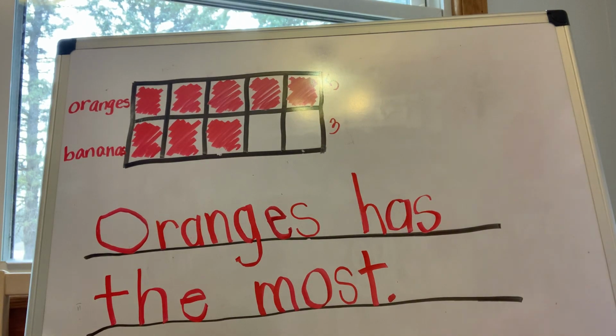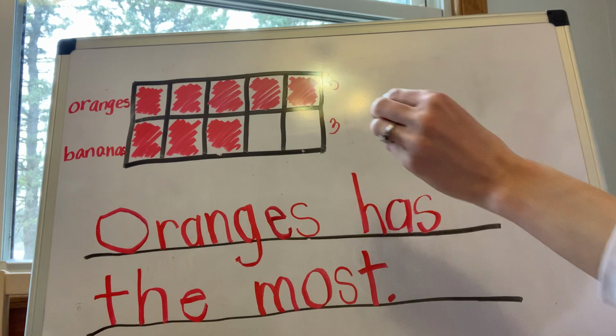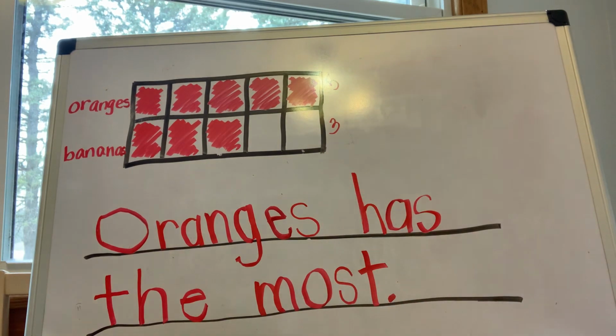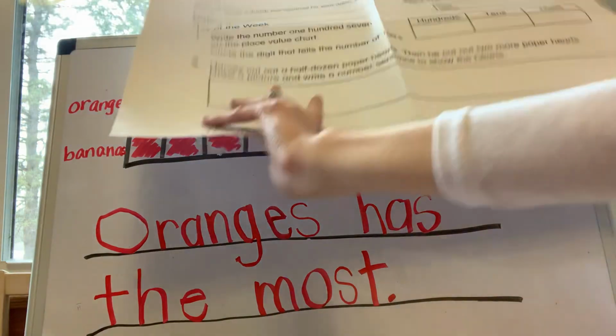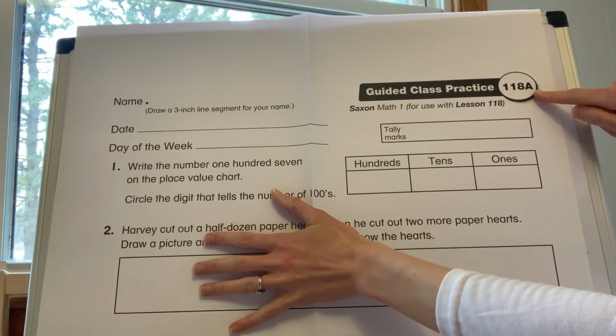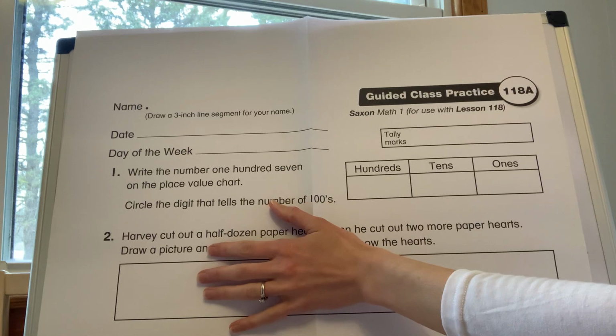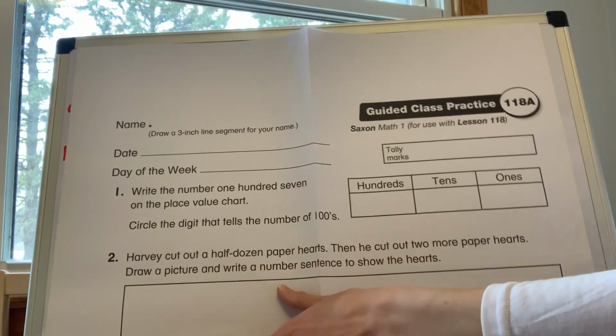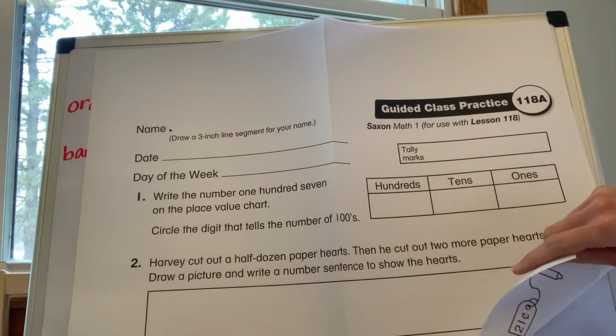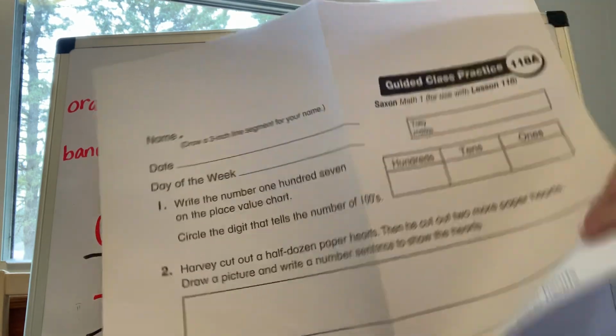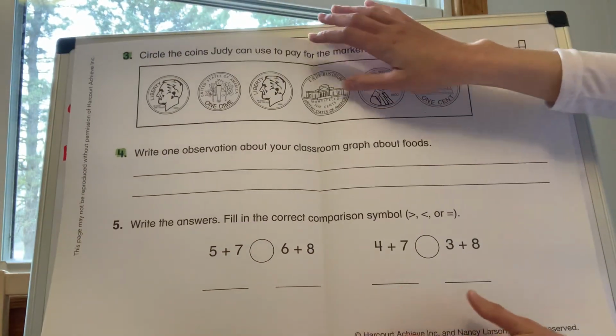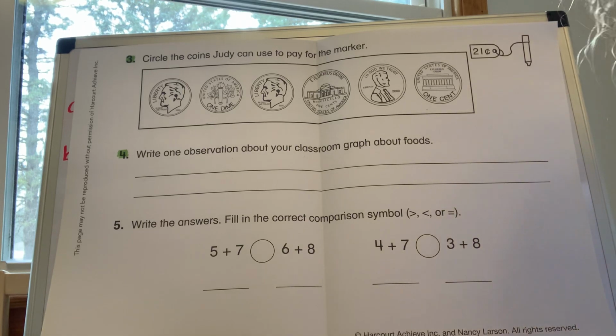All right, so now what we're gonna do, this would have taken longer. You guys would have had your own tags. You would have written something about it. I want you to grab your lesson 118 paper. You'll do this later. I want you to turn and look at number 3. We're gonna do number 3 and number 4 together. It says, circle the coins that Judy can use to pay for the marker.